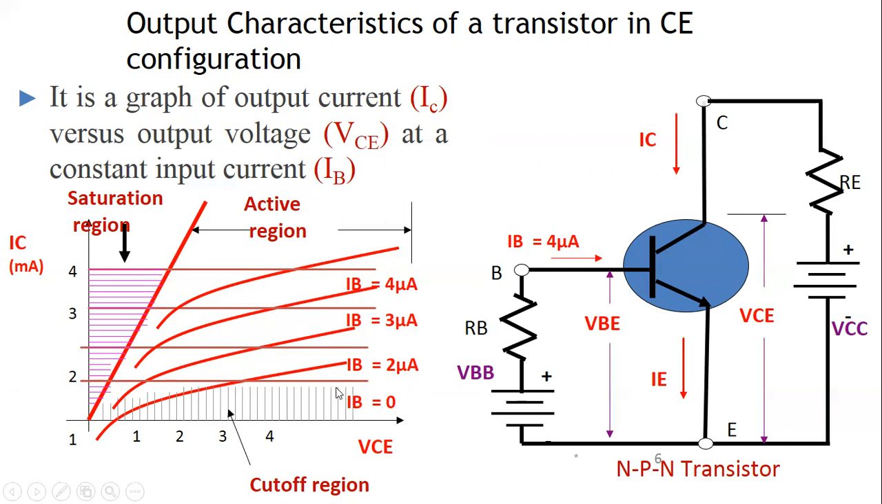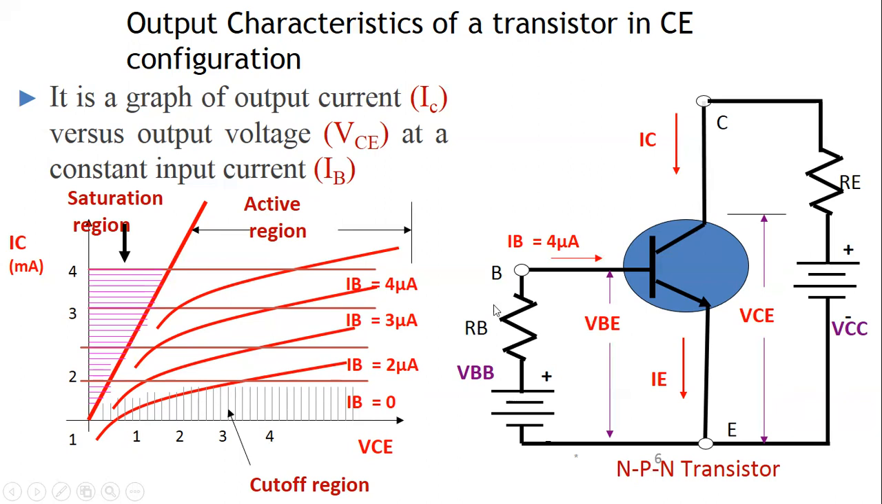Now we will increase this current IB to some value, say 2 microampere. We keep this IB equal to 2 microampere constant, and we vary this VCE. This is the horizontal axis, where we are increasing 1, 2, 3 volts. IB is constant, but as soon as VCE is increased, we see that this current is somewhat increased.